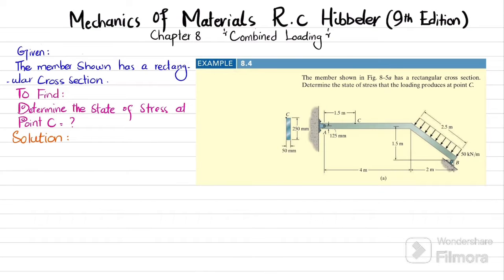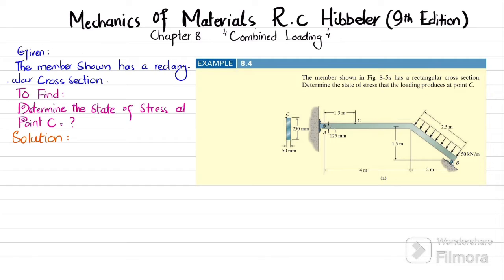Welcome back. In this video, we are going to solve example 8.4 that is taken from chapter number 8, combined loading, and the book is Mechanics of Materials by R.C. Hibbeler, 9th edition. The statement is: the member shown in figure 8.5a has a rectangular cross section. Determine the state of stress produced by the loading at point C.